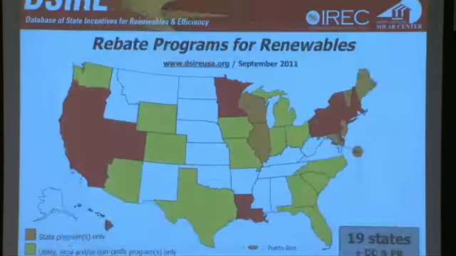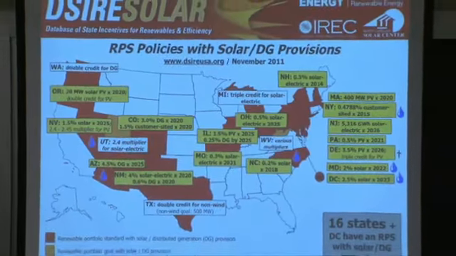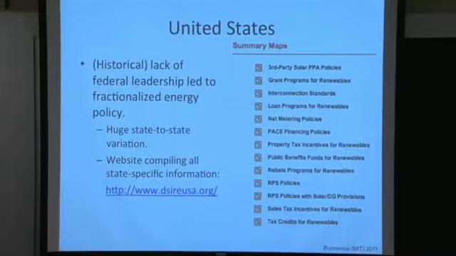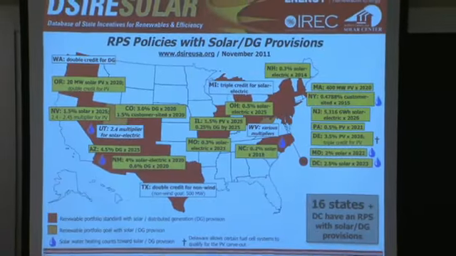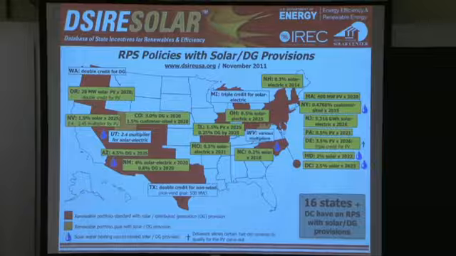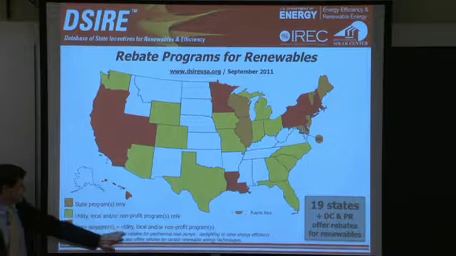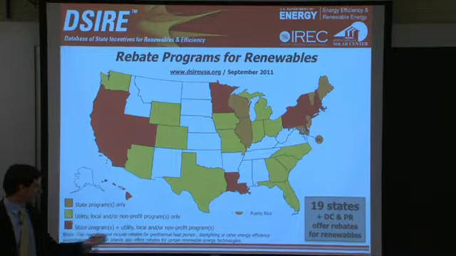So the US doesn't do many feed-in tariffs. This goes back to the US case right here. Due to lack of leadership at the national level, there are a variety of state-level incentives put forth, right? So these are the policies. We kind of talked about this last class, but to dive into a bit more detail: the rebate programs for the renewables. These are state programs plus the utility, local, and/or nonprofit programs, utility, local, and/or nonprofit programs only, and state programs only.